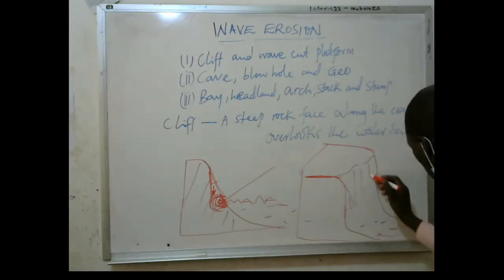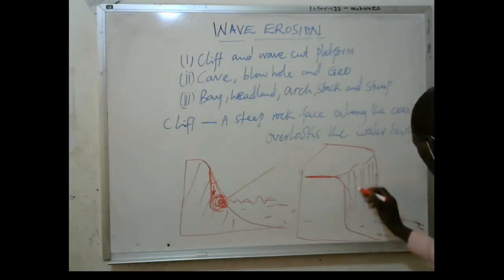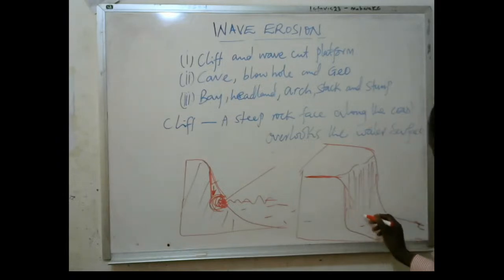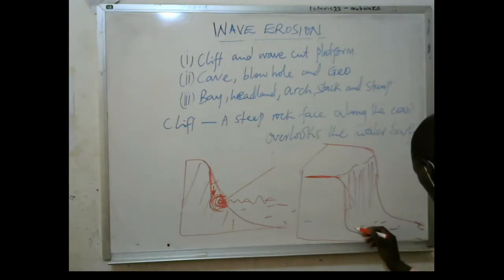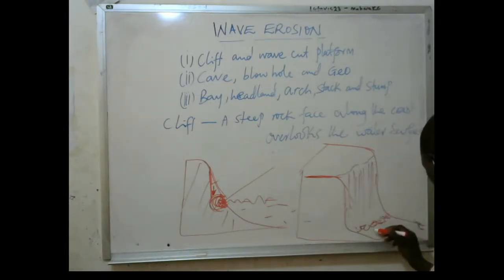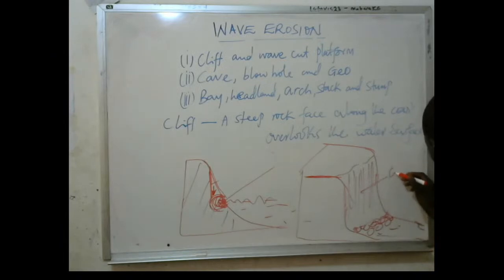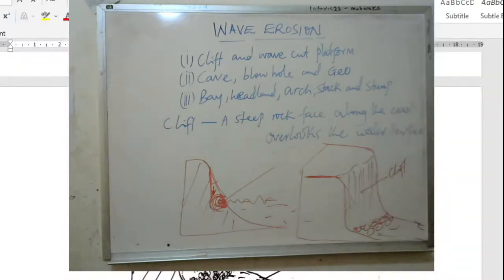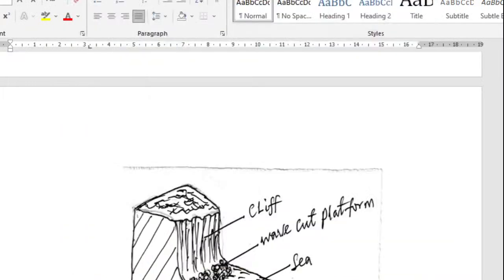So along the coast we have this vertical slope. Why? Because the materials that were here have dropped here. So that steep rock face here is what we call the cliff. There's a clear illustration in our notes. So this is our cliff.